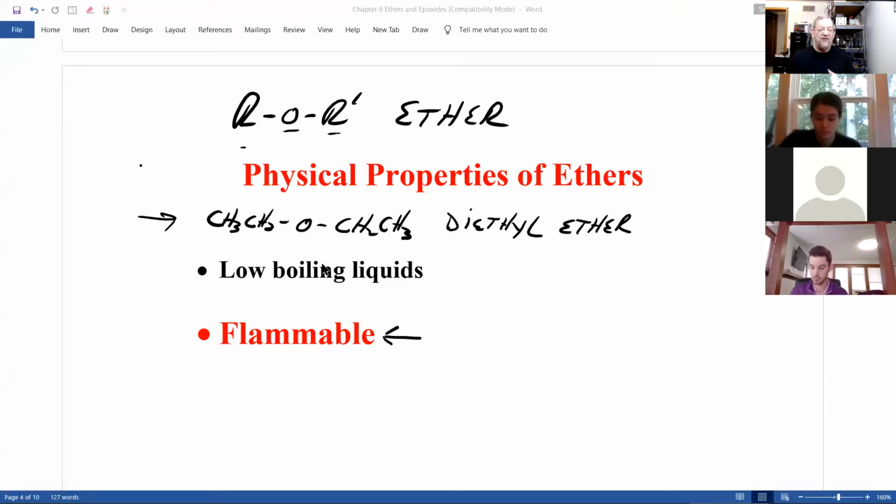All right, so diethyl ether is an ether and it's extremely flammable. And the reason I'm bringing that up, but give me a second while I open something else up.